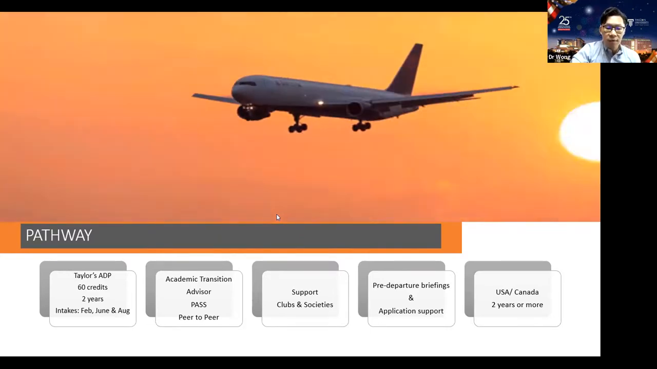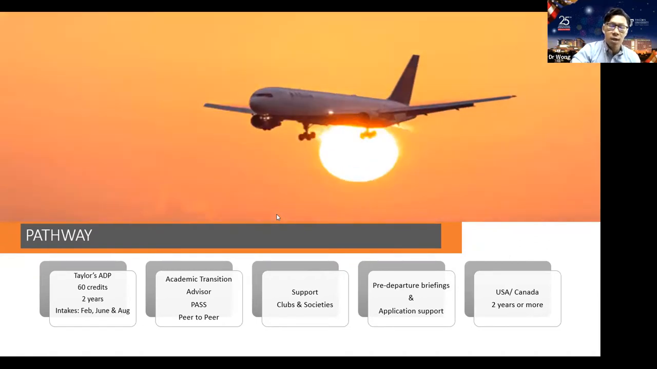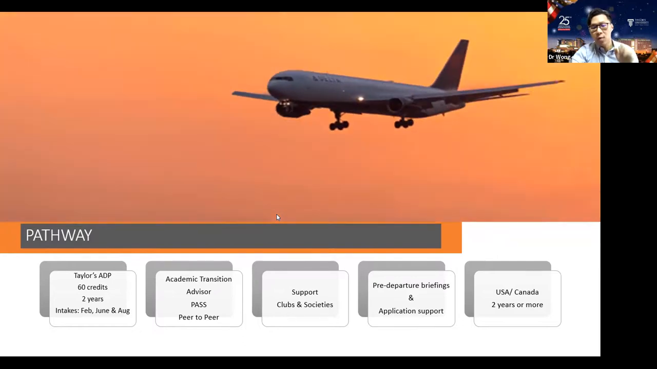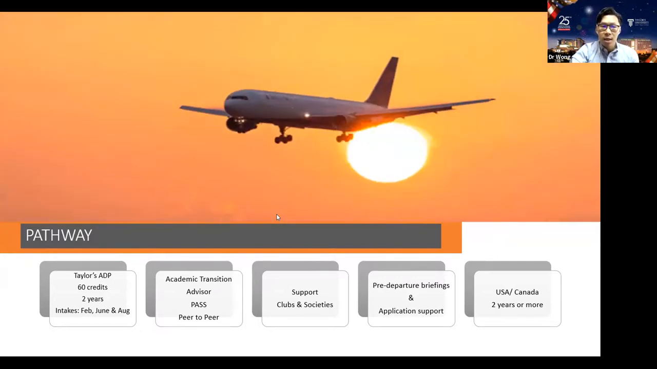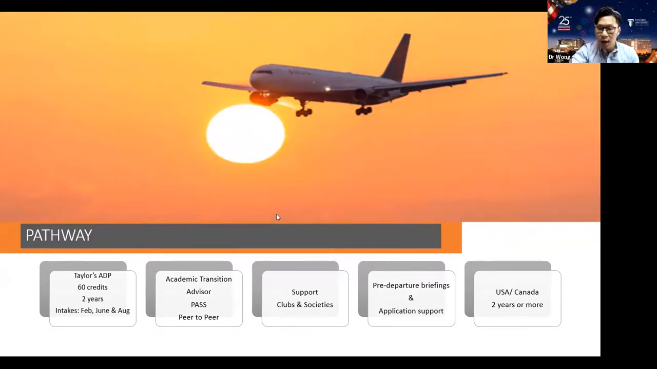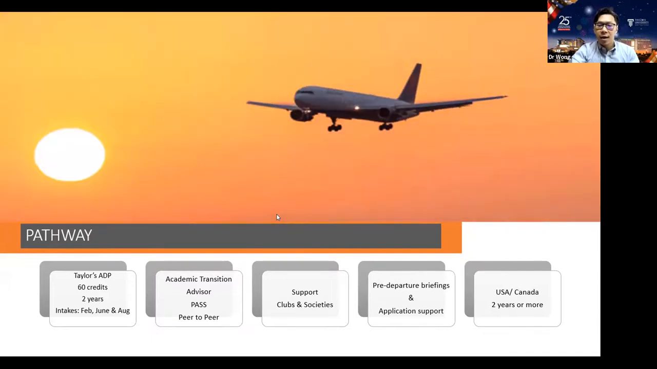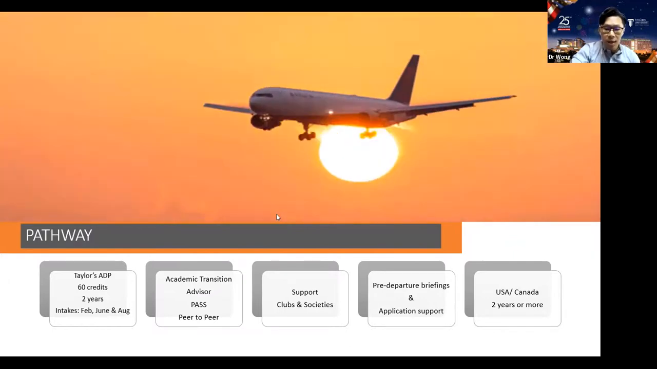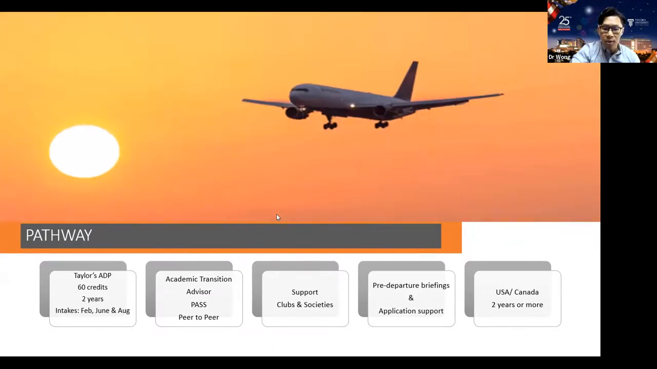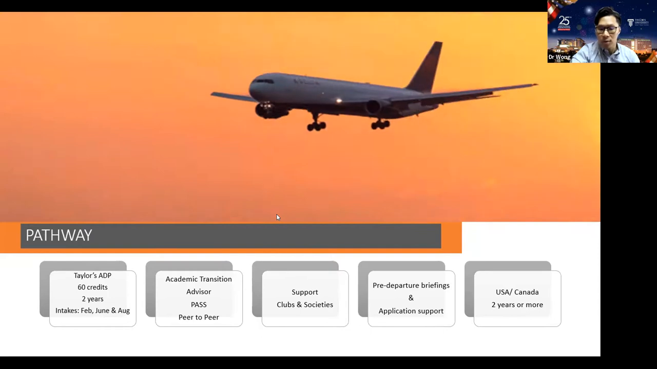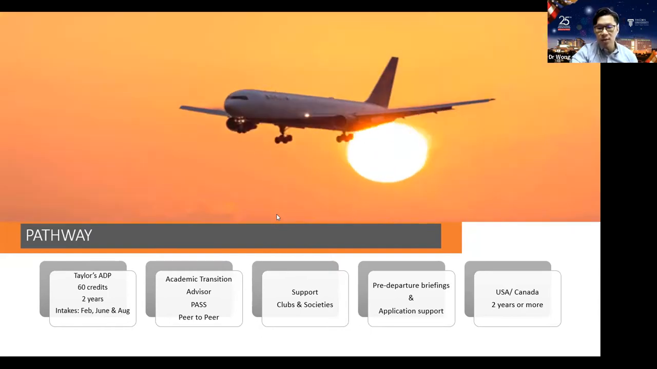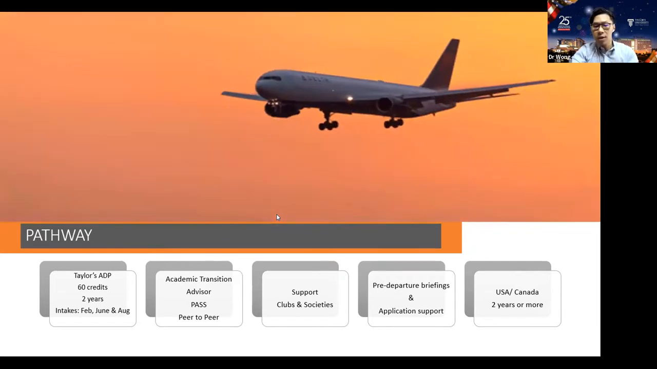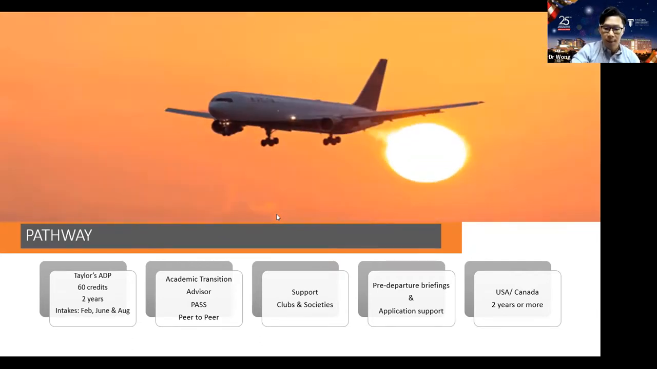We have a variety of different clubs and societies. Actually, students are allowed to form their own club or society. So here, we train the students to be independent, to voice out their leadership skills, and also to improve their soft skills. Okay, and we also provide a pre-departure briefing and application support to our students. And the students can transfer to the US, which is our major pathway, and also Canada, and continue for the rest of the 2 years.